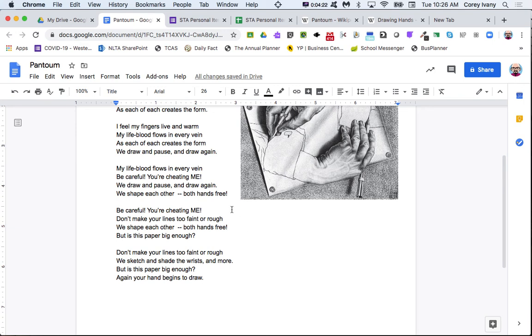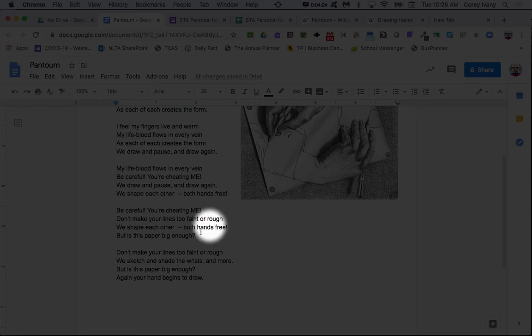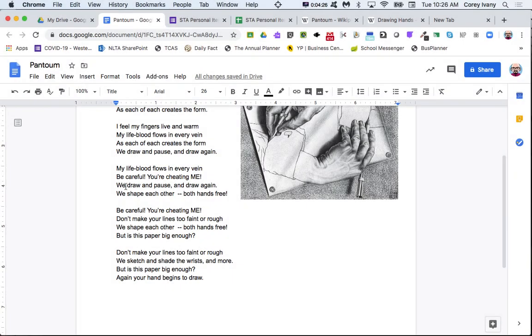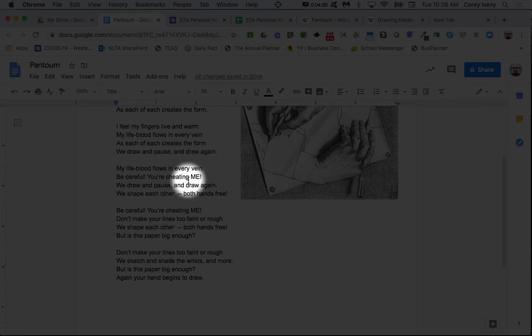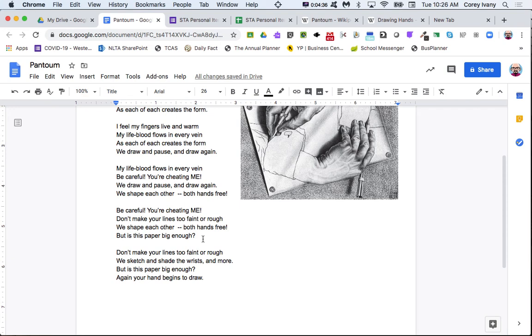So we've got our rhyme scheme, me, free, rough, enough. And we've got our repetition. Be careful, you're cheating me. The second line becomes the first, and the fourth becomes the third. Now, where that differs in a perfect pantoum is in the fifth stanza, or in an imperfect pantoum in the final stanza. It could be 1,000 stanzas long, it doesn't matter. You can change up the repetition.